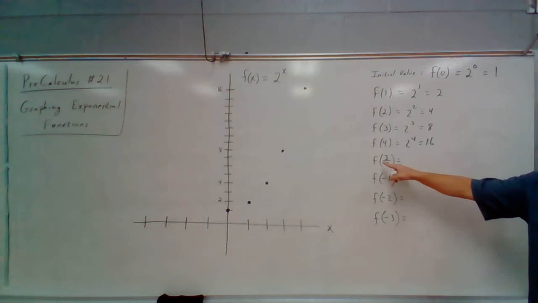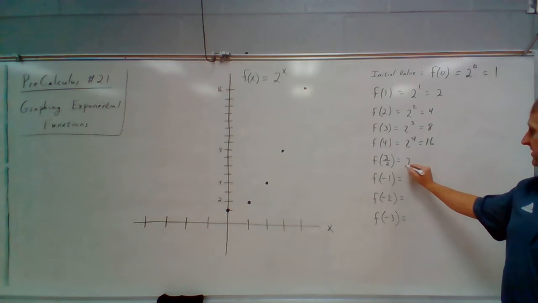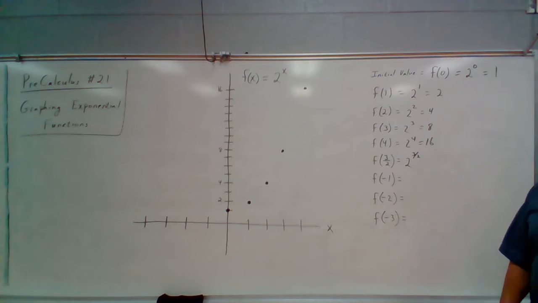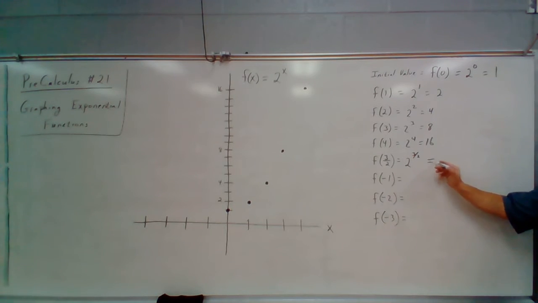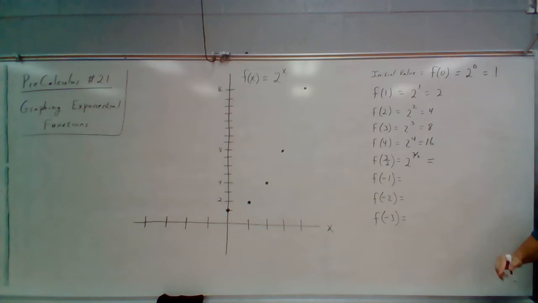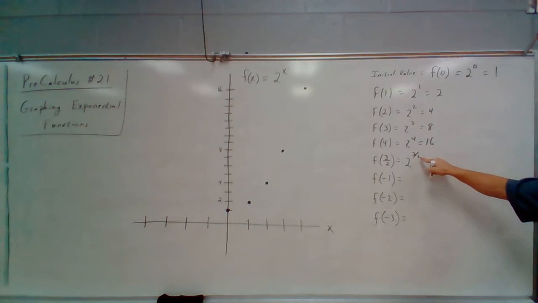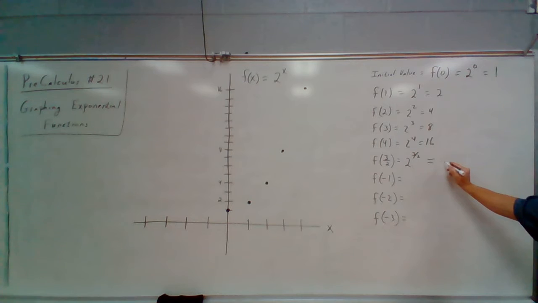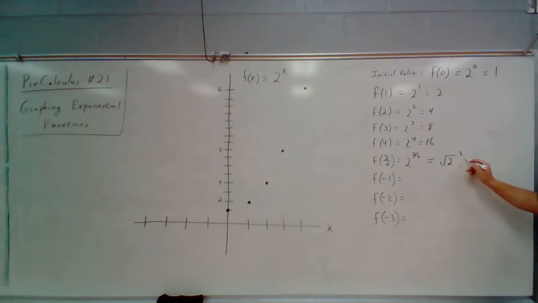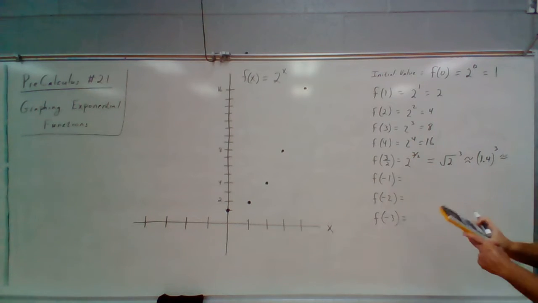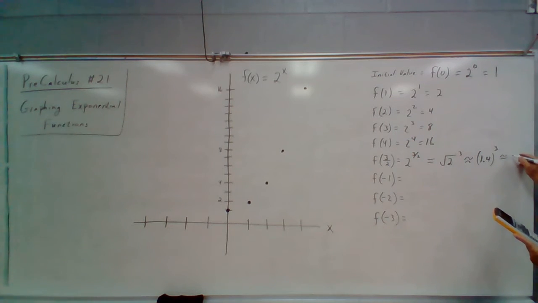What about fractions? So f of 3 halves. So that would be 2 to the 3 halves power. In the last lesson, we learned what this meant. So this would be the second root of 2, or the square root of 2, raised to the third power. Well, the square root of 2 is about 1.4 approximately. And 1.4 to the third, I checked my calculator here, cheated a little bit. That would be about 2.8.